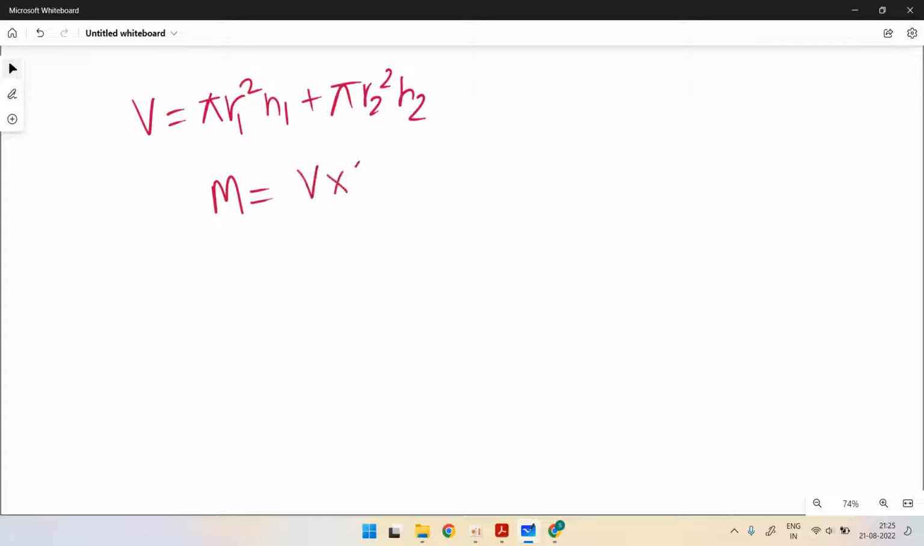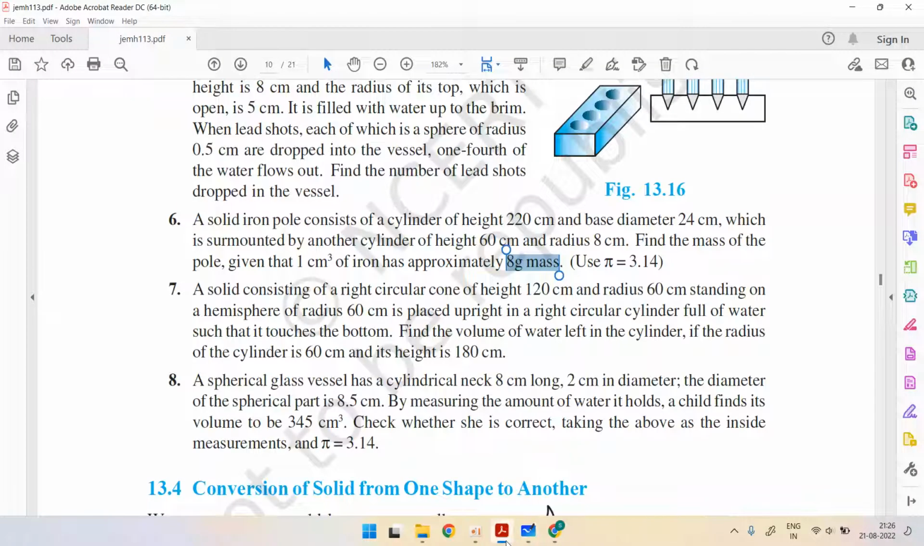Volume of these two cylinders, you know, πr₁²h₁ plus πr₂²h₂ is the volume of this. Now you know that 1 cm³ equals 8 g, so total mass will be V into 8 grams. You can further simplify to get the answer. Put the values, get the answer.